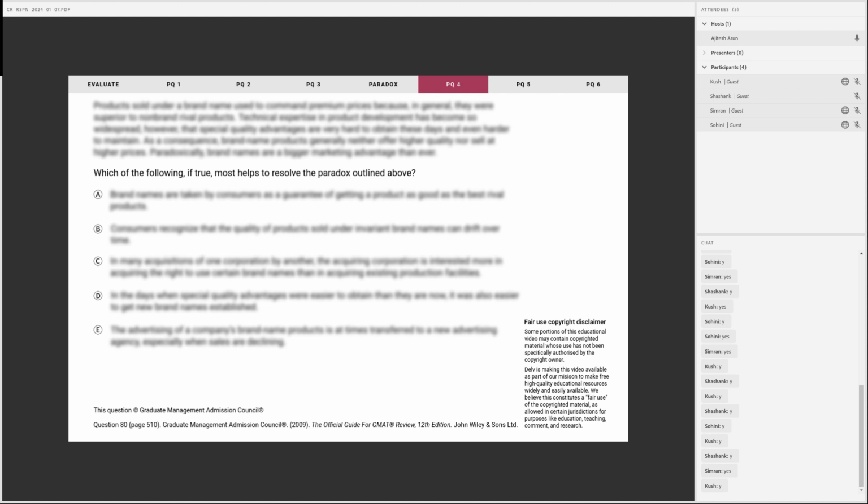The stem says, which of the following, if true, most helps to resolve the paradox. So in paradox questions, they will most likely use the word paradox, or they will say, the surprising finding. So it's some sort of surprise, or they will say, which of the following helps to reconcile the discrepancy, right? Something like that. But paradox is a very, very common word to see in the stem. Okay. Ajitesh, one question.